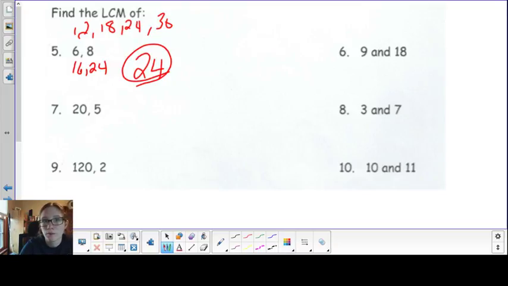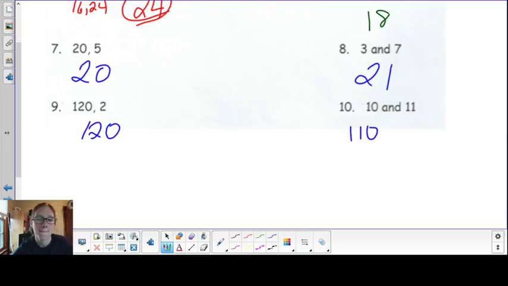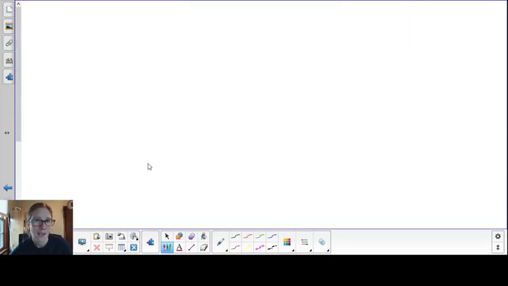9 and 18. Sometimes the answer is in the problem. Haha. Tricky, tricky. 5 and 20. Again, this is just like the one before. It's 20. 3 and 7. Now, sometimes it's going to end up being the number they multiply to. So this one actually is 21. 2 and 120. That's 120. 5 and 11. It's 110. All right, that's all I had for you.